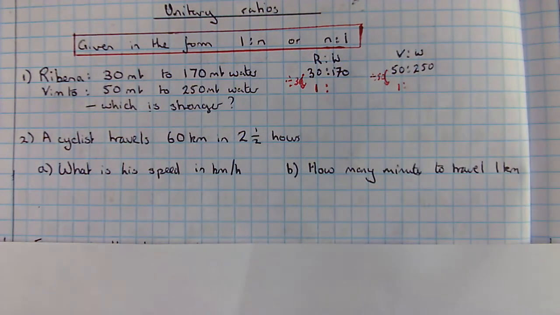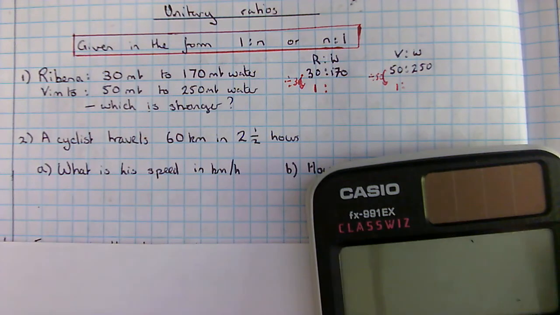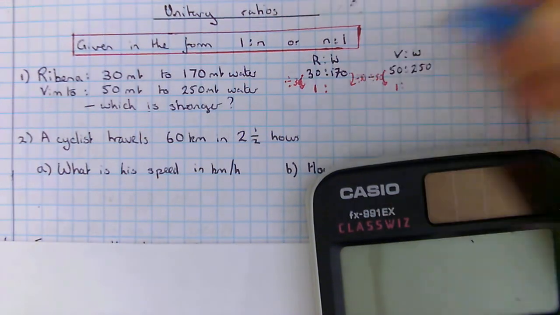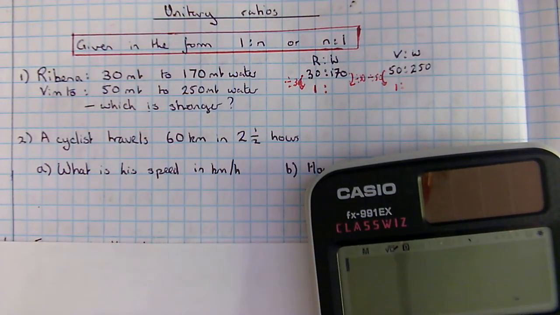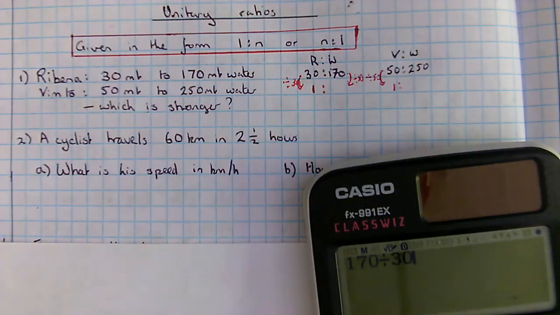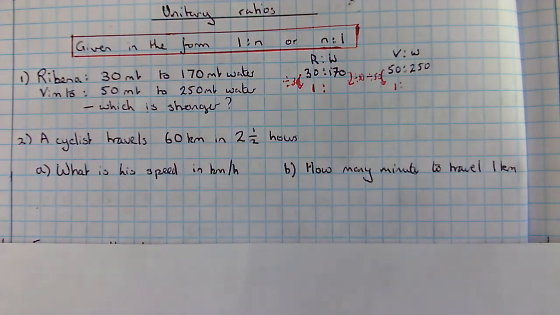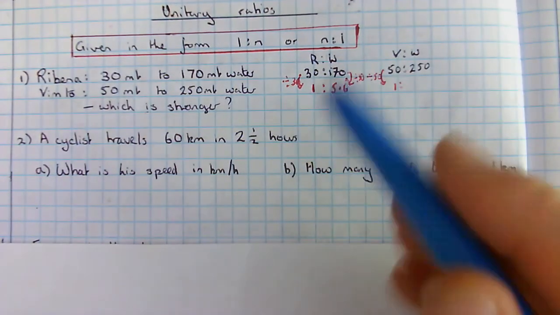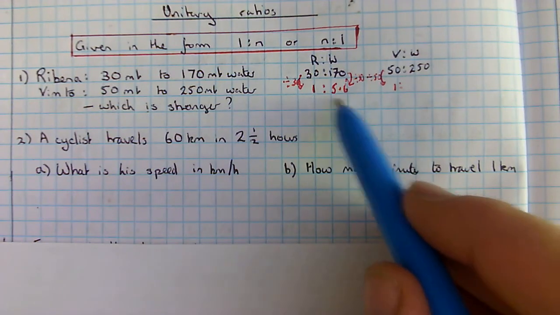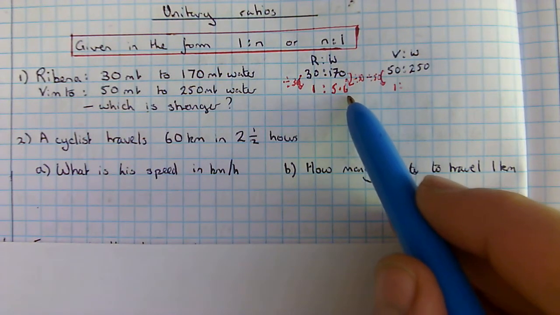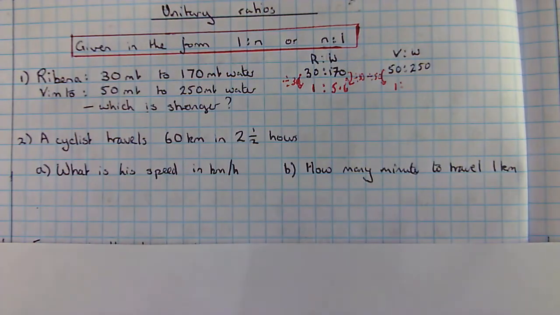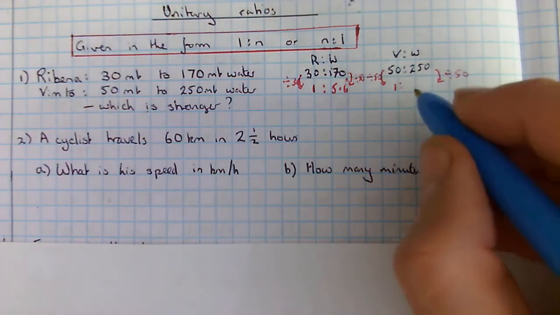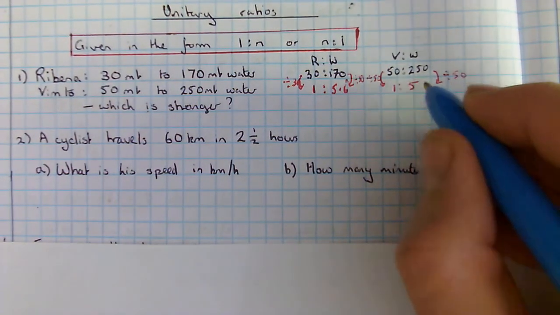Well, so let's try 170 divided by 30. I'm going to try and do that here. We're going to reach for our calculators to do that because it's going to give me a decimal. So 170 divided by 30 gives me 5.6 recurring. 5.66666. So for every 1 millilitre of Ribena, I need 5.6 recurring millilitres of water. Let's do the same here. 250 divided by 50. Shouldn't need our calculators for that. Tells me that it's 5 millilitres of water.